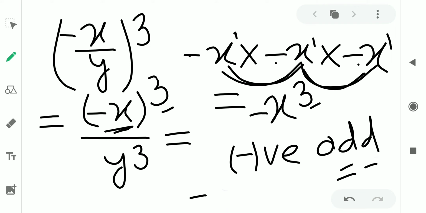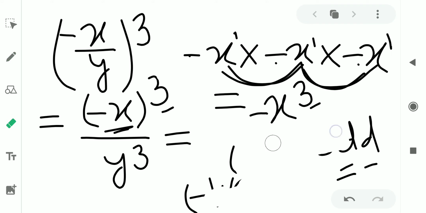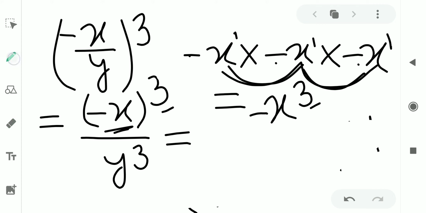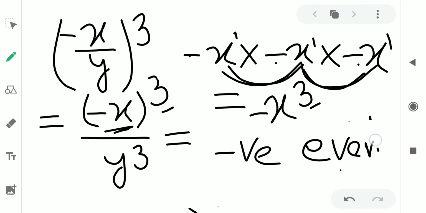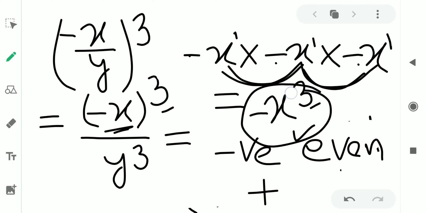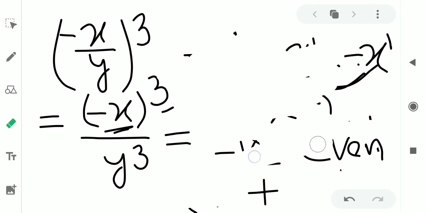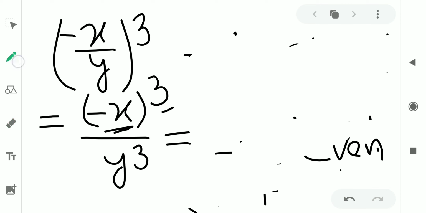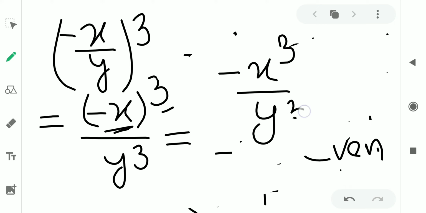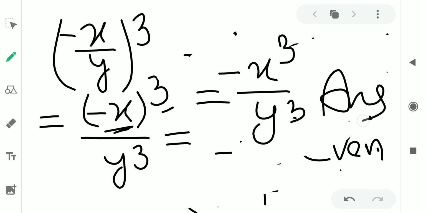If the negative sign is multiplied even time, the result will be plus. So the answer is here, minus x cube is the result of the minus x whole cube. Okay, so let me write here the answer now. So the answer will be simply minus x cube by y cube. So this is our answer.